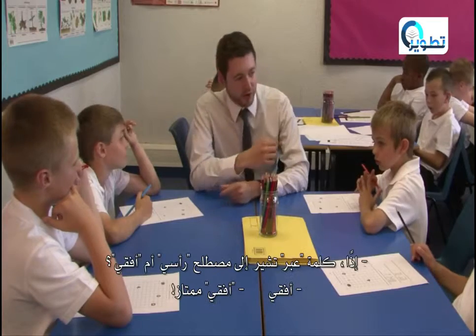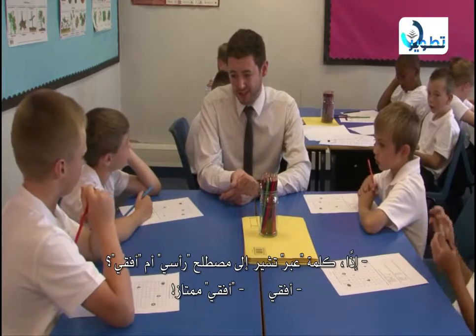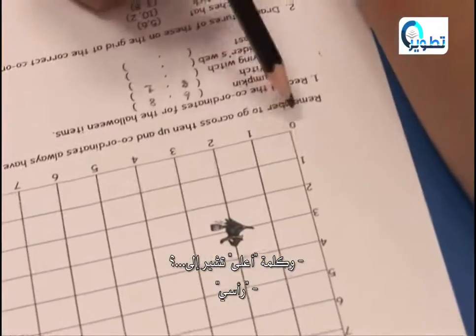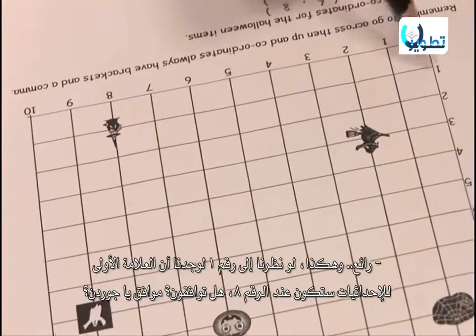Stairs. Brilliant. So the along bit, is that horizontal or vertical? Horizontal. It's horizontal, excellent. And the up bit? Aman? Vertical. Brilliant. So if we have a look at number 1, what do you think the first coordinate, just the first one, is going to be? It's going to be 8.